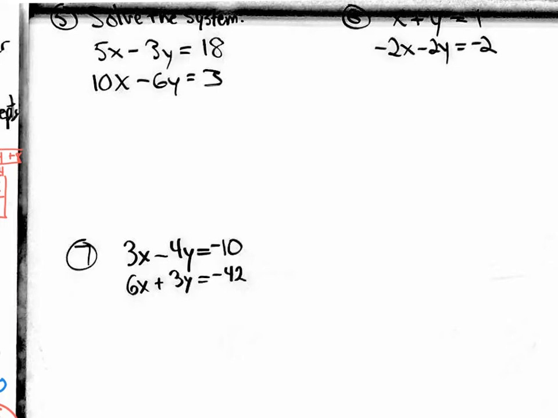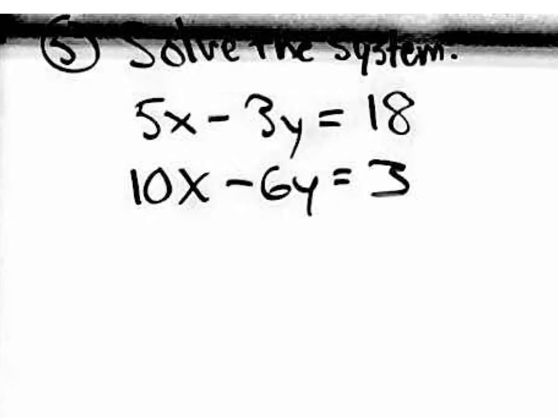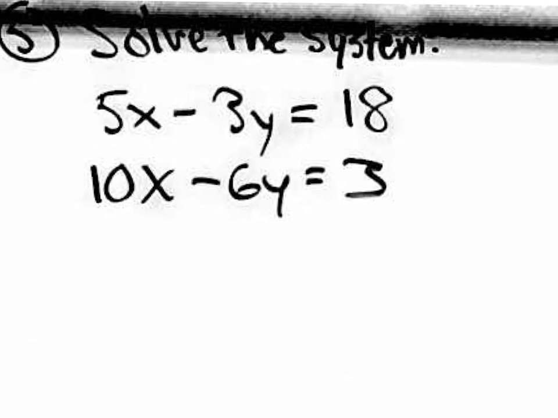And let's start by focusing in on number 5. The goal is to get either x's or y's to cancel. And you're going to have to modify maybe one or maybe both to get them to cancel. So what do you guys want to cancel, x's or y's?